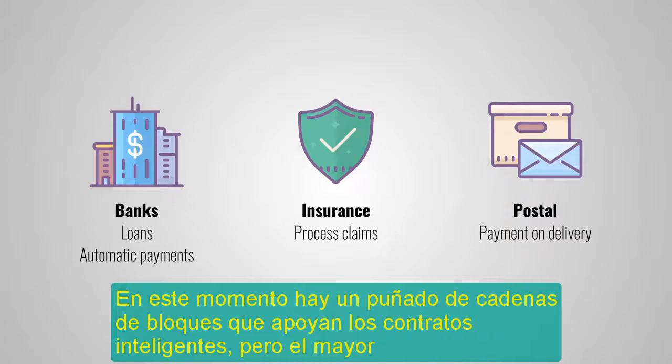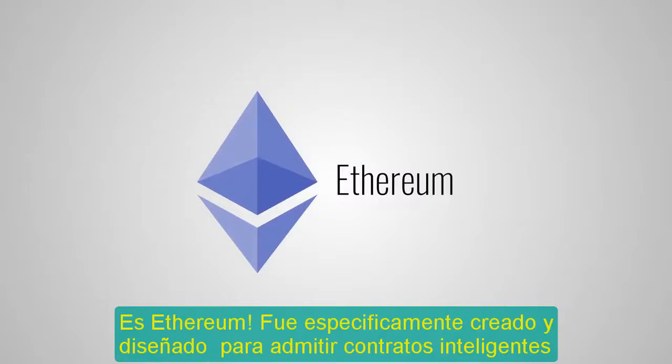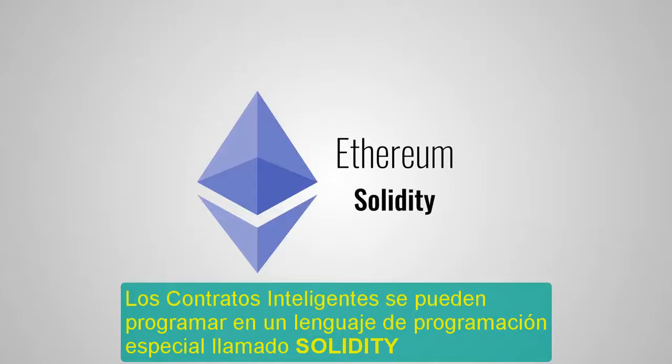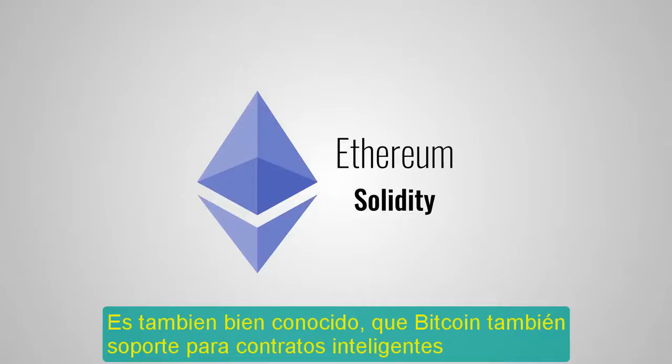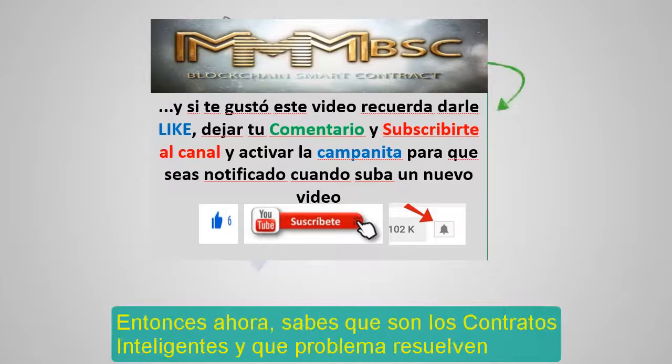Well, right now there are a handful of blockchains who support smart contracts, but the biggest one is Ethereum. It was specifically created and designed to support smart contracts. Smart contracts can be programmed in a special programming language called Solidity. This language was specifically created for Ethereum and uses a syntax that resembles JavaScript. It's also worth noting that Bitcoin also has support for smart contracts, although it's a lot more limited compared to Ethereum. So now you know what smart contracts are and what problems they solve.